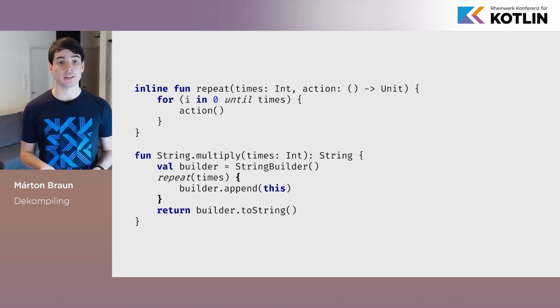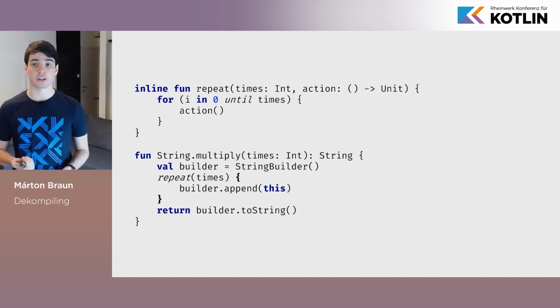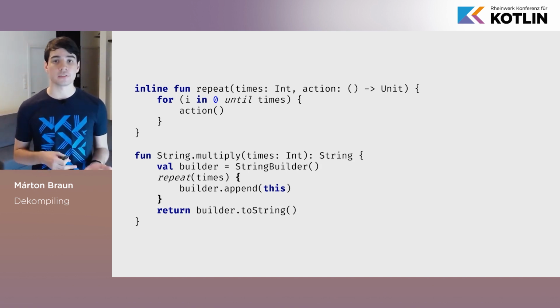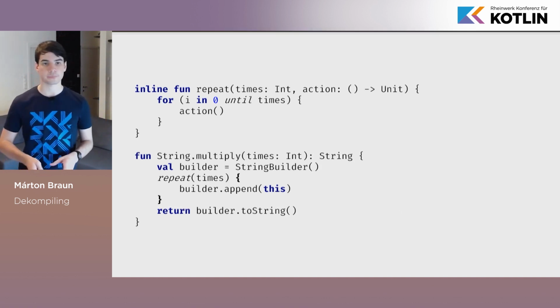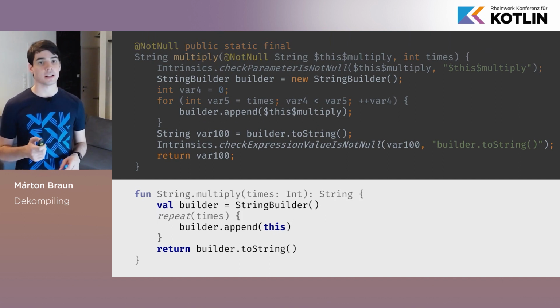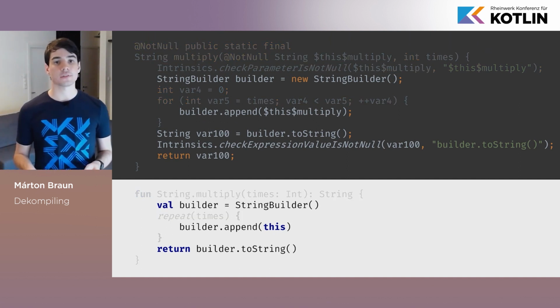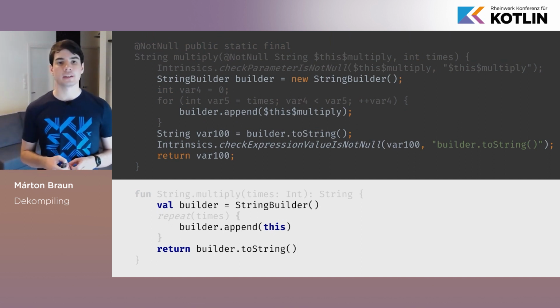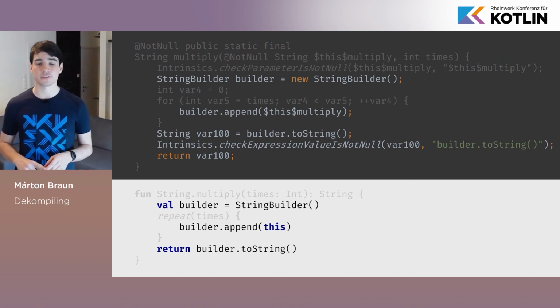Then we can append the input string to the string builder over and over again. And finally, just grab the contents inside the string builder and return that from multiply. If I decompile this, I'm going to see things that I expect. So there's the creation of the string builder with a constructor call. There's append calls inside the for loop. And at the end of the function, we see something interesting.